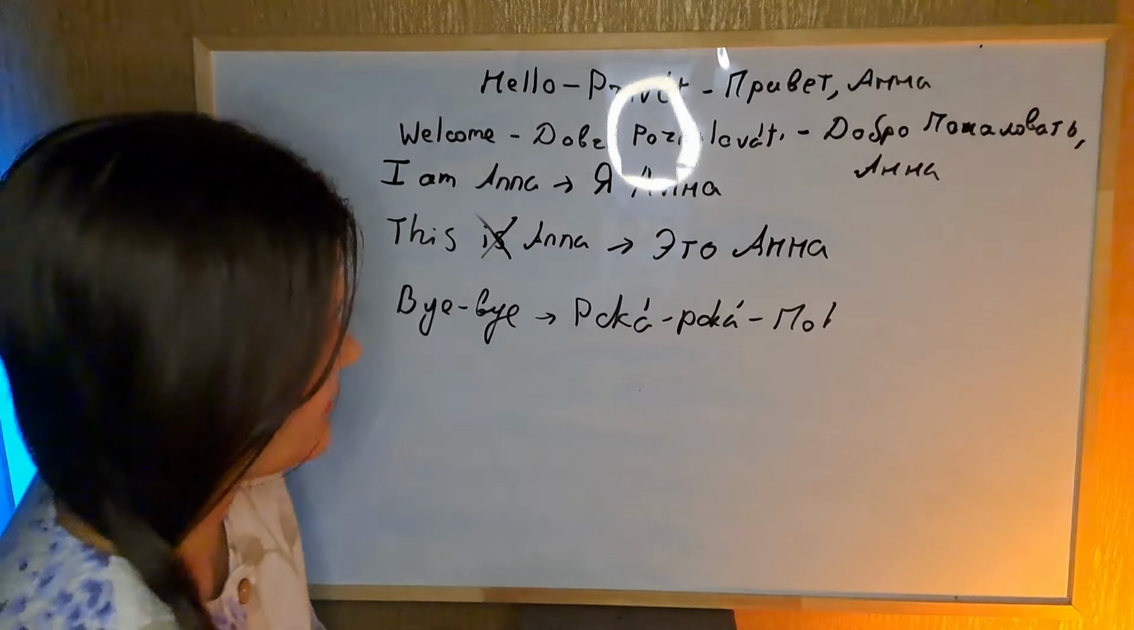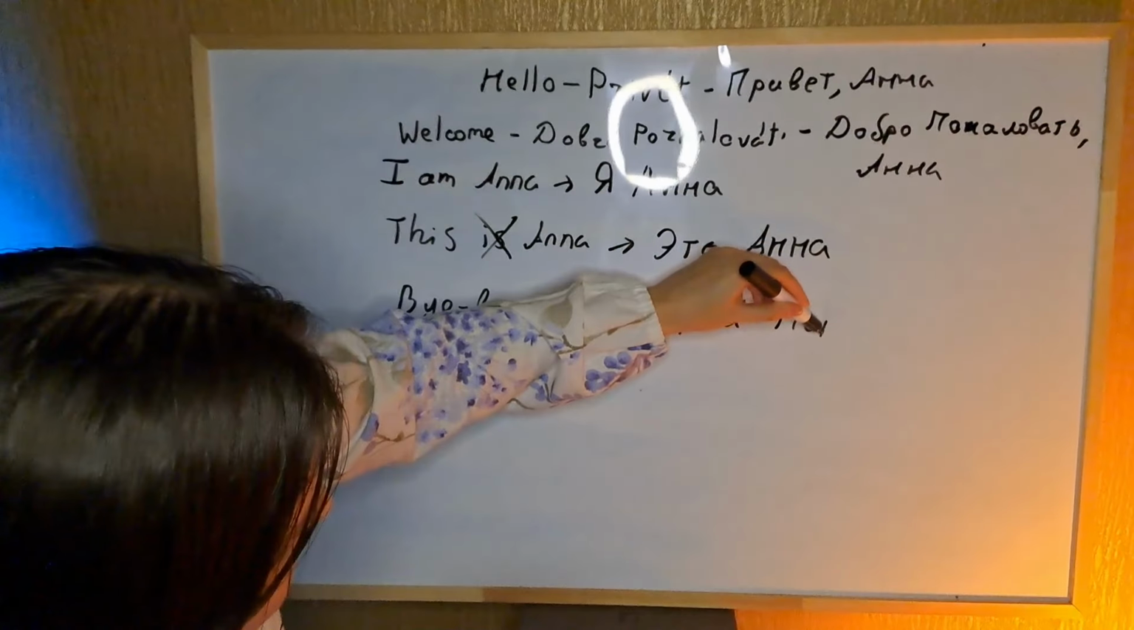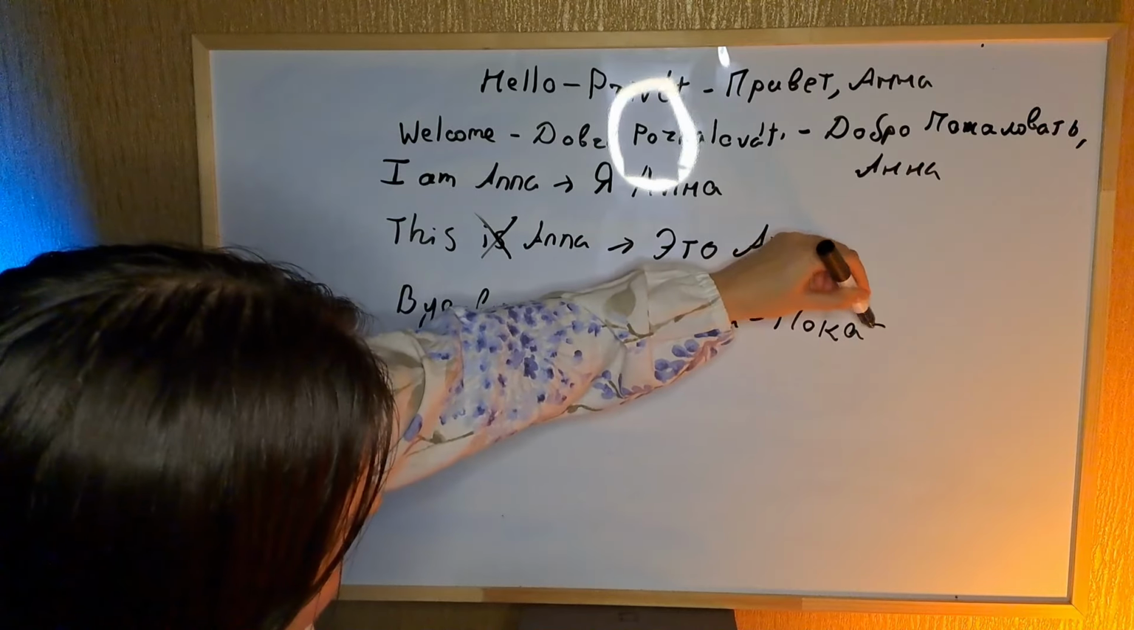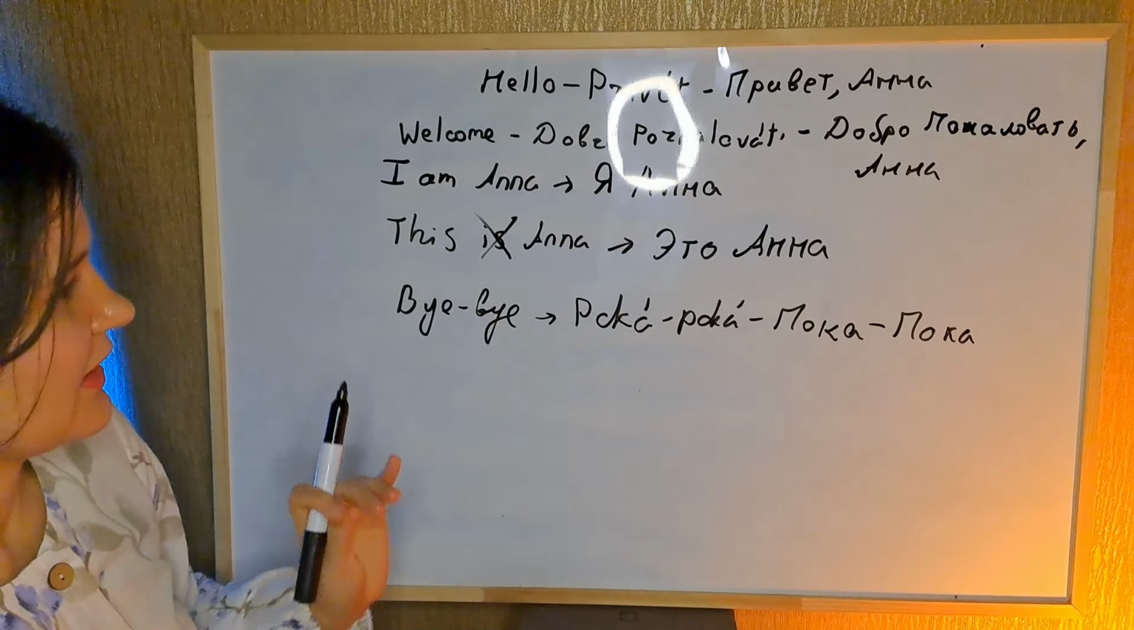In Russian, it's, oh my god, I write English K, and I don't need English, I need the Russian one. Пока. Пока. Like this.